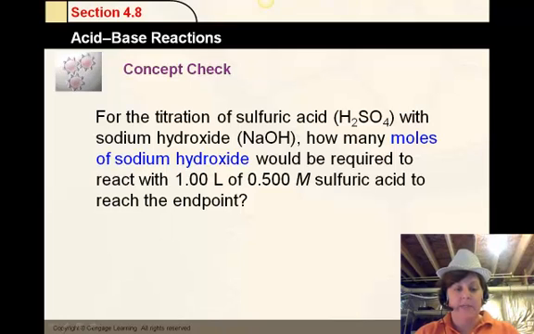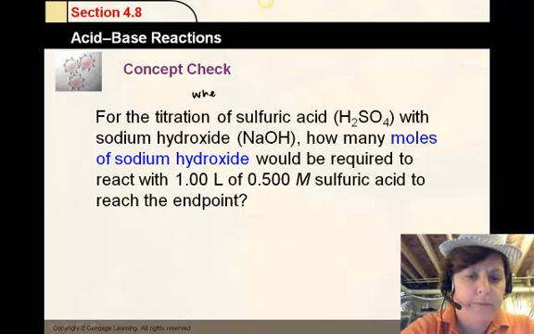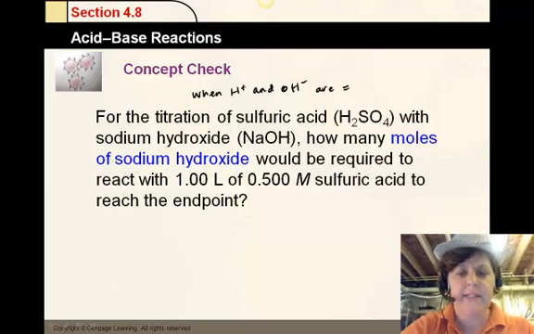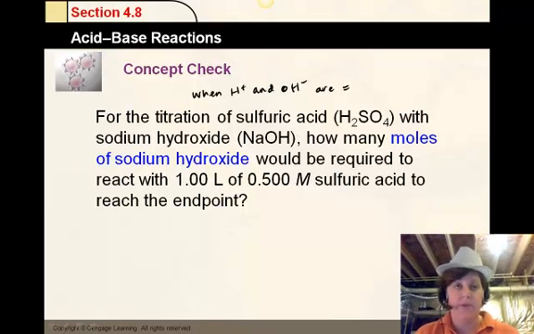So let's look at this particular reaction. It says for the titration of sulfuric acid, which is a strong acid, H2SO4, with sodium hydroxide, which is a strong base, NaOH, how many moles of sodium hydroxide would be required to react with 1 liter of 0.5 molar sulfuric acid to reach the end point? In other words, we want to know when the H plus and the OH negative are equal. That's the equivalence point. When those things are equal, then we produce water, and one has neutralized the other.